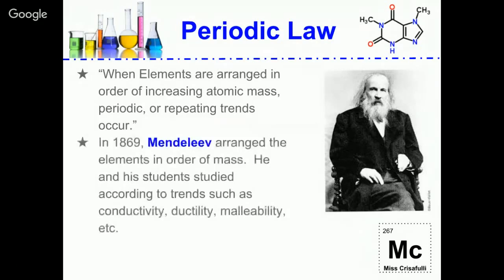And in 1869, Mendeleev is the one that came up with that way. He and his students studied the trends, and based on this pattern of repetition, conductivity, ductility, malleability, etc., all of those different things came about, all because he arranged them in order of increasing atomic mass. Now, remember, the periodic table is arranged in order of increasing atomic number.